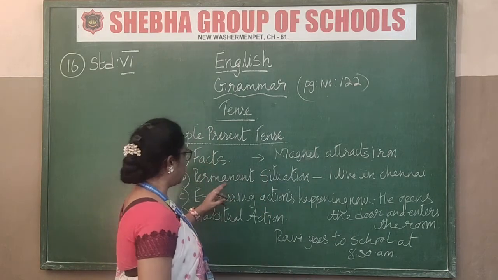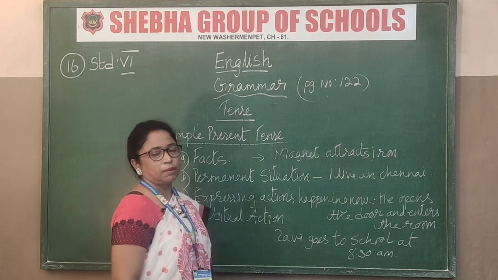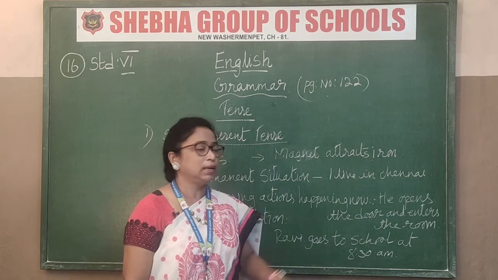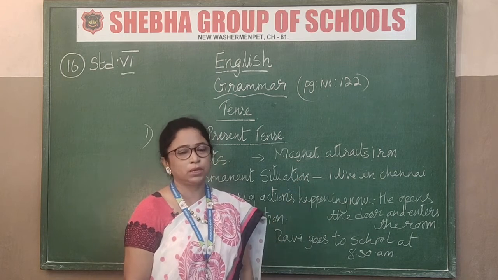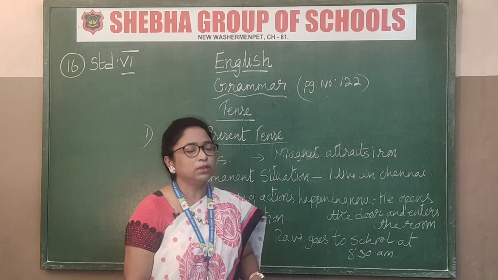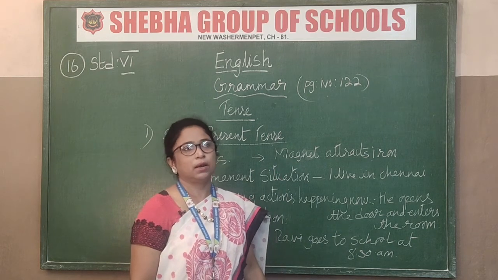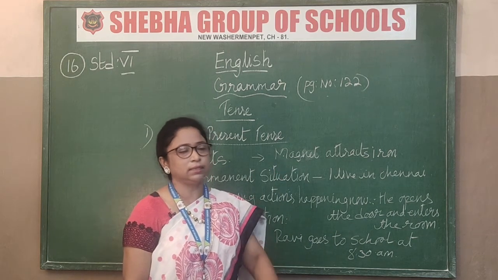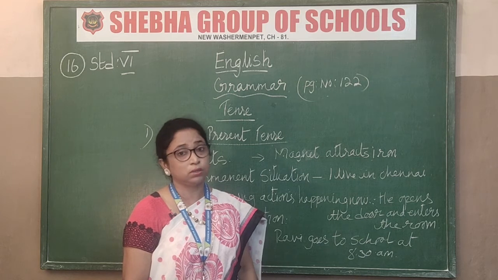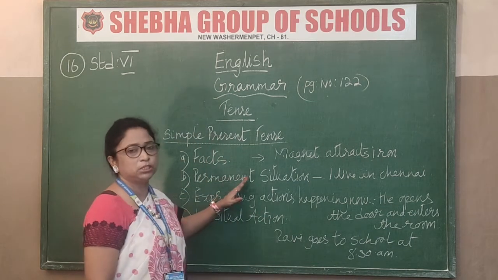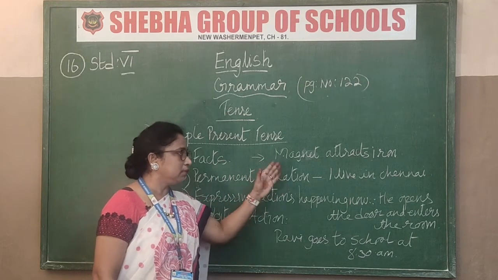Next one is permanent situation. Permanent situation means, where do you live? Where do you permanently stay? I live in Chennai. Wherever you are staying, that is the permanent thing. Where do you study? I study in our school, Shiva Matriculation. So that's a permanent situation. That is, I live in Chennai.